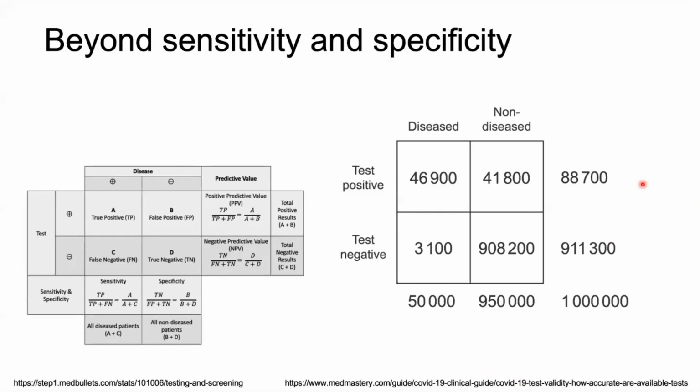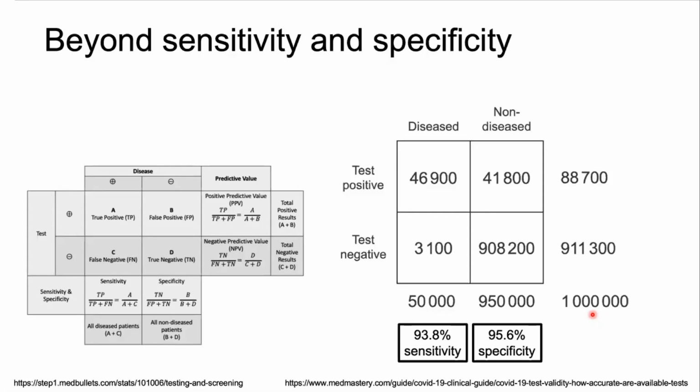So a company might present this data on the right, showing the results of tests that they've collected for 1 million people, right? This is a total number of people that they tested. Well, you would have pretty good sensitivity and specificity, right?